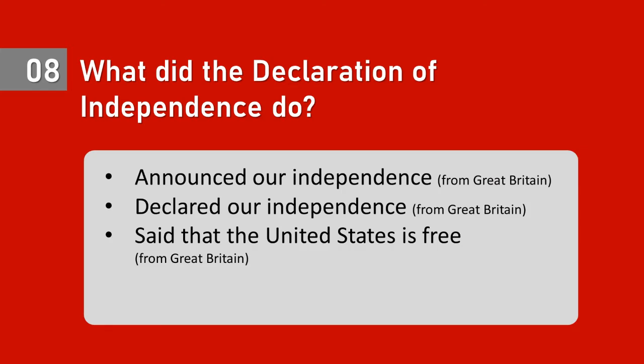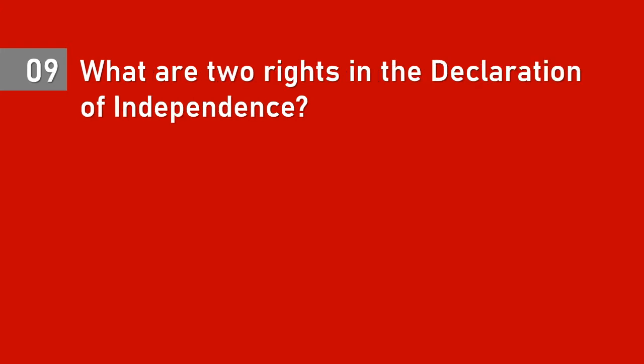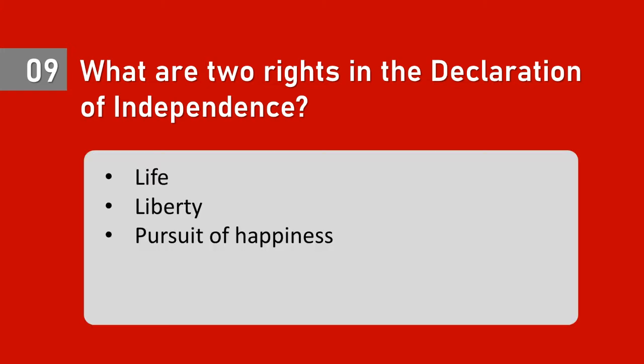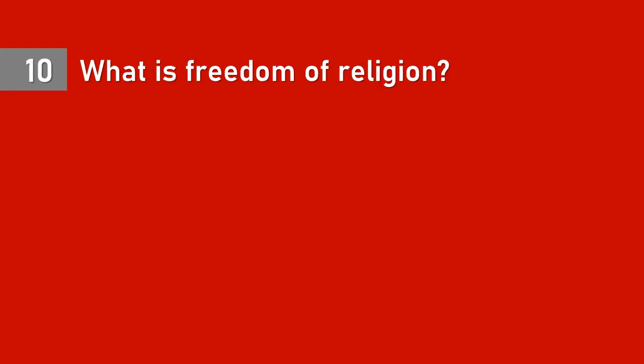Question 8. What did the Declaration of Independence do? Announced our independence from Great Britain. Declared our independence from Great Britain. Said that the United States is free from Great Britain. Question 9. What are 2 rights in the Declaration of Independence? Life, liberty, pursuit of happiness.